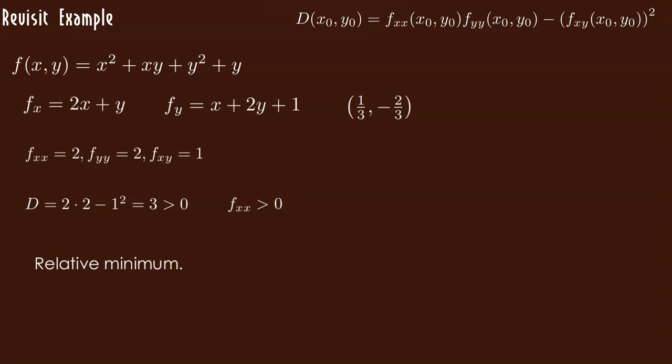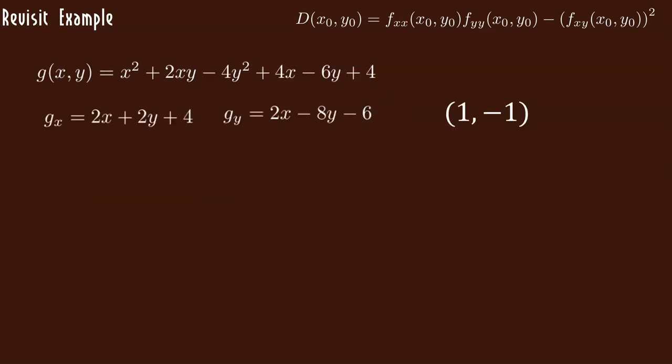Let's check the other function. I had my first derivatives. My critical point was at 1, negative 1. When I take the second order partials, I get 2, negative 8, 2. Again, no variables to worry about plugging in. Figure out what my d is. I get negative 20, so I have a saddle point.